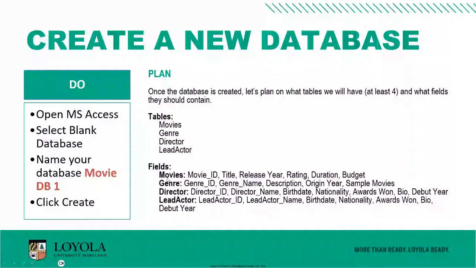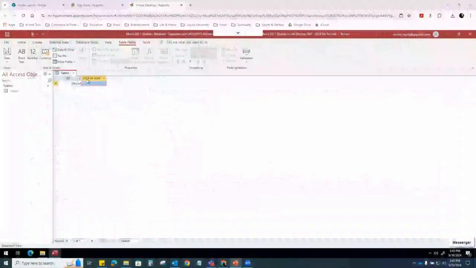Starting with the movies table, we'll have a movie ID, title, release year, rating, duration in minutes, and budget. Here's genre. We'll have genre ID, genre name, and again, you can just kind of read the rest. When you build the table, it's definitely helpful to have this particular slide handy as we go through all of the fields. All right, back to Access Database.